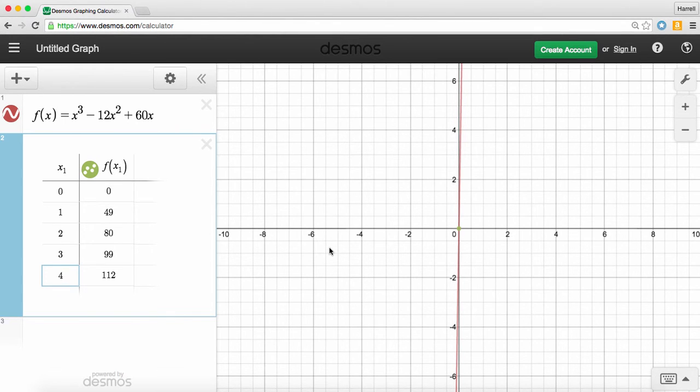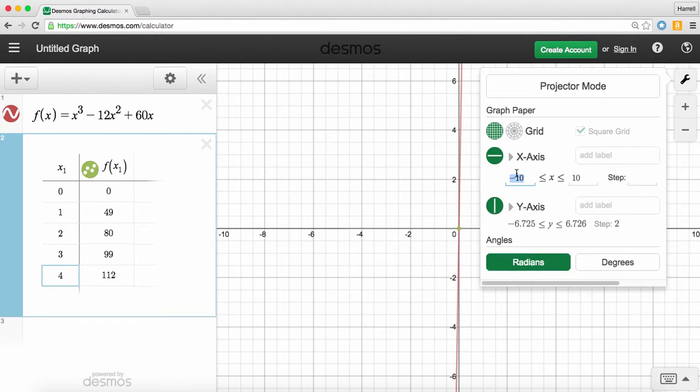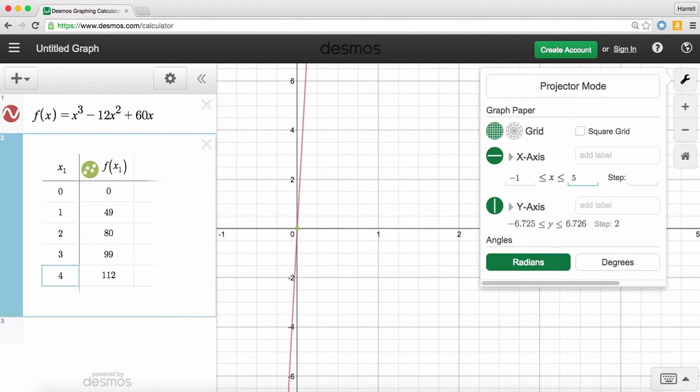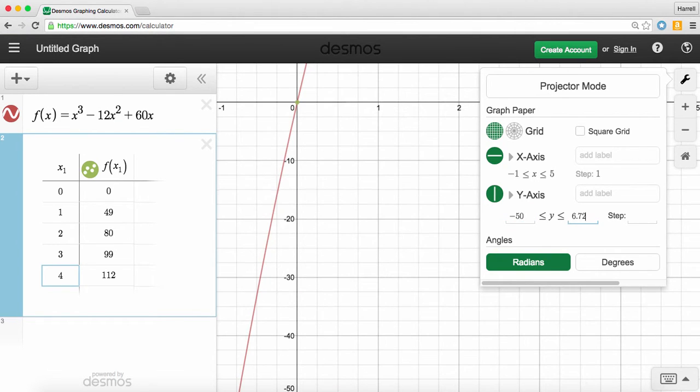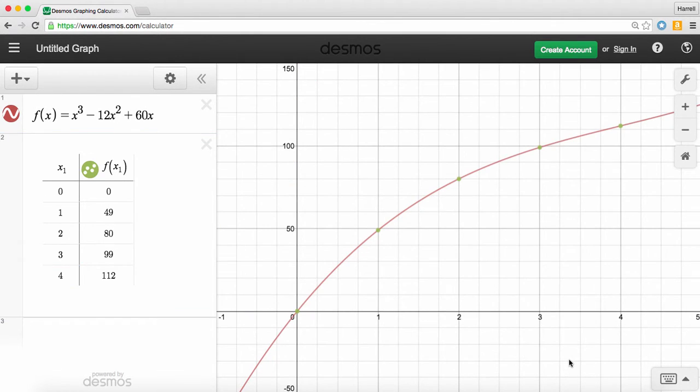and over on the left I want to set the window so that I'm on the x-axis going from -1 to 5. So if I come up to this little wrench, I'll see the possibility to set the x-axis values. So I'll use -1 and 5. And if we look at our table, we'll notice that our y values go as low as 0 and as high as 112. So on the y-axis, I'm going to run from -50 up to 150. All right, so now the graph is looking a little bit more under control.